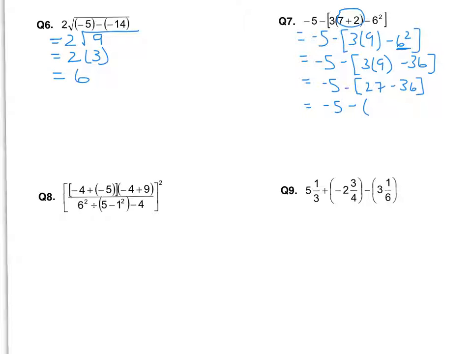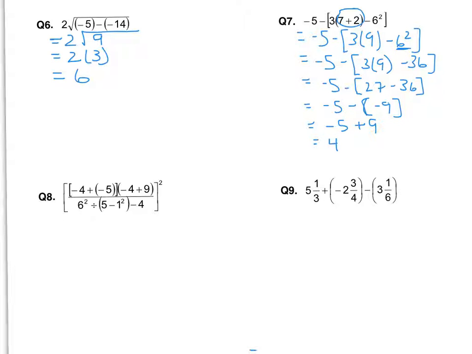So we've got take away, and we could keep that as square bracket, or we could change it to a curved bracket. It's up to you. So we have -5 take away -9. Take away negative really makes that plus, and -5 add 9 is going to give us 4.